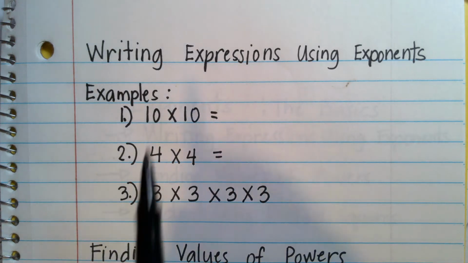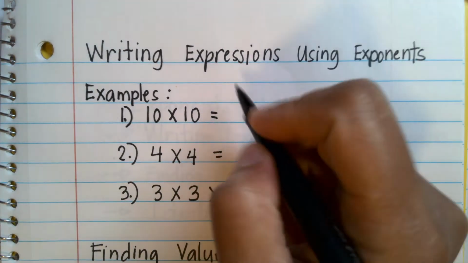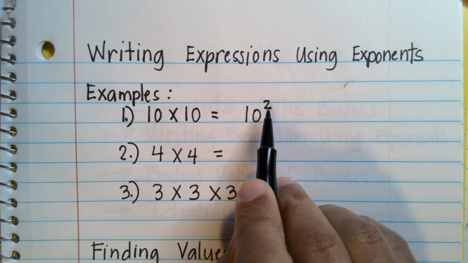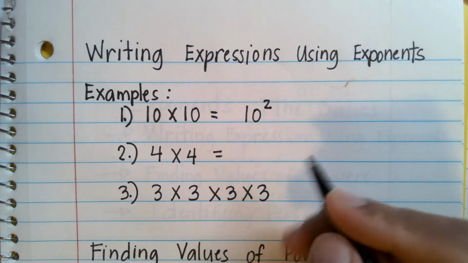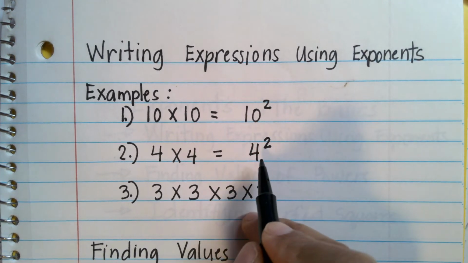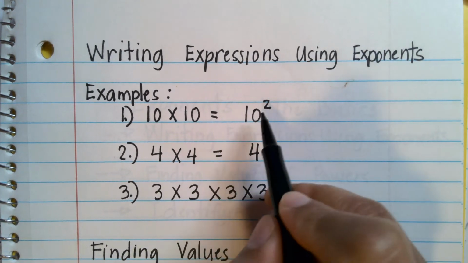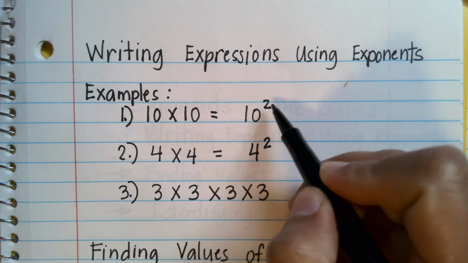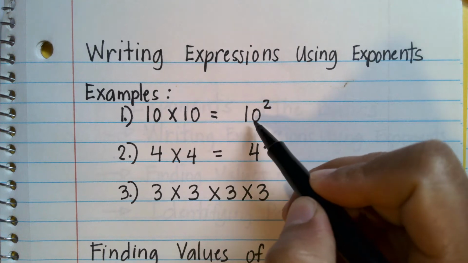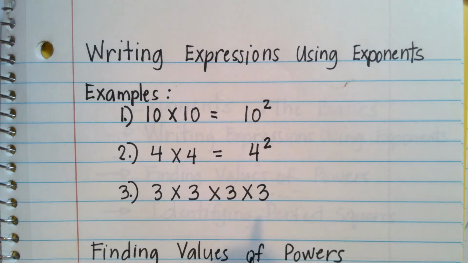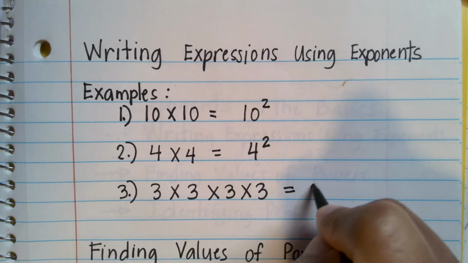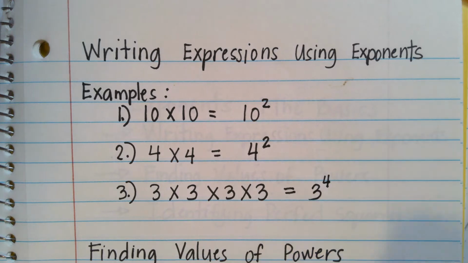So for example, if you have 10 times 10, you can write this as 10 squared or 10 to the second power. 4 times 4 can be written as 4 squared or 4 to the second power. 10 is the base. 2 tells you how many times the base is repeated. Next, 3 times 3 times 3 times 3 can be written as 3 to the fourth power.